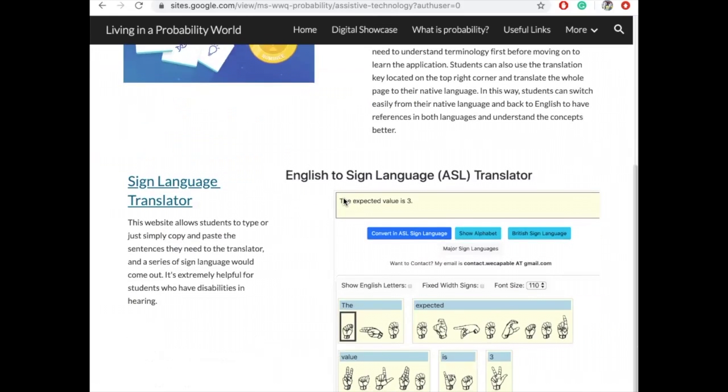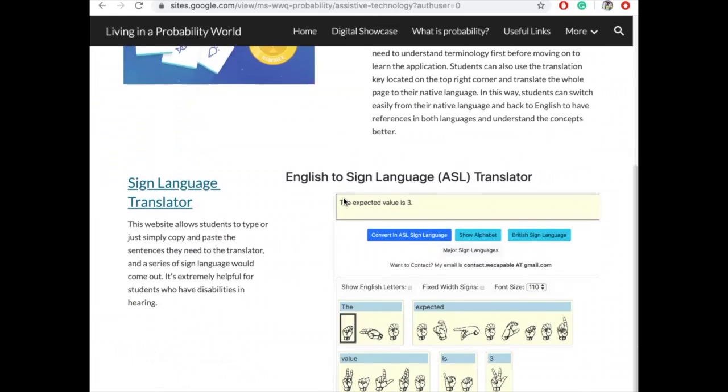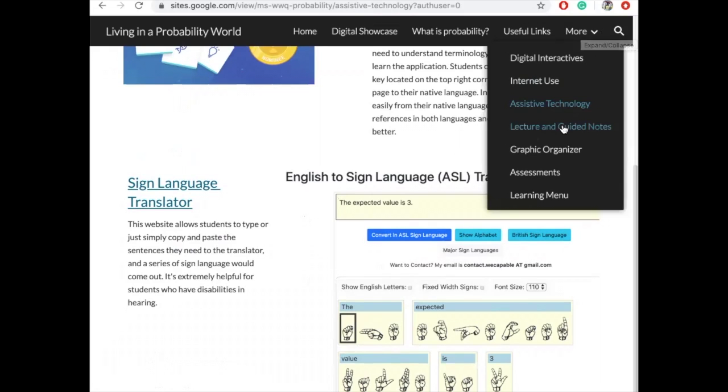The second one is for my special ed students. It is the sign language translator. You can type in the sentence that you would like to translate, or simply copy and paste it into the translator, and a series of sign language would come out. I hope this is helpful for you guys, and if you have any other questions, please let me know. I'll be very happy to help you out.